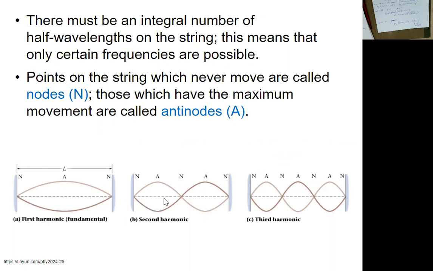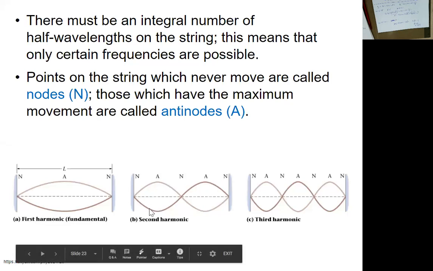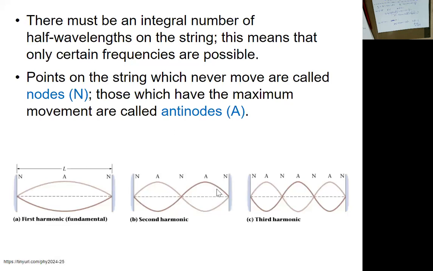Now the second one is you can have the string vibrate in this case, right? So you can have two anti-nodes, okay, 3 nodes there. You can have actually 3 anti-nodes but 4 nodes, okay? And then more and more. And you guys saw this in the lab of standing waves, okay, for the same string, you can have different waves in it.